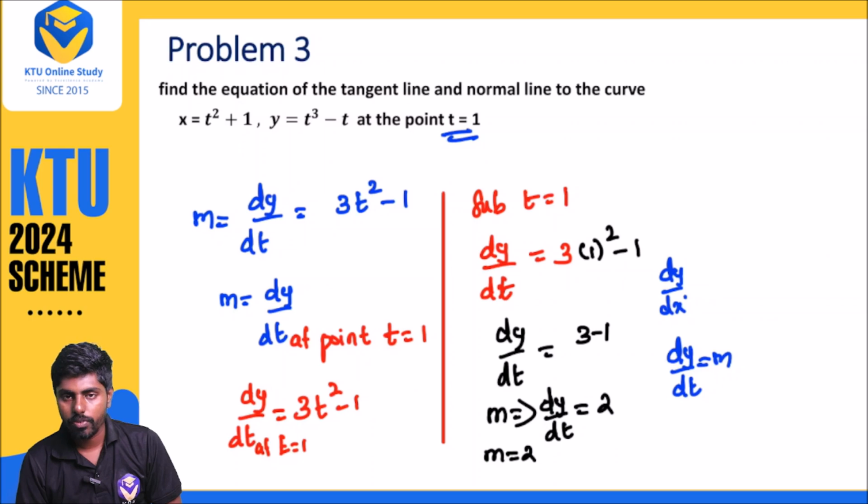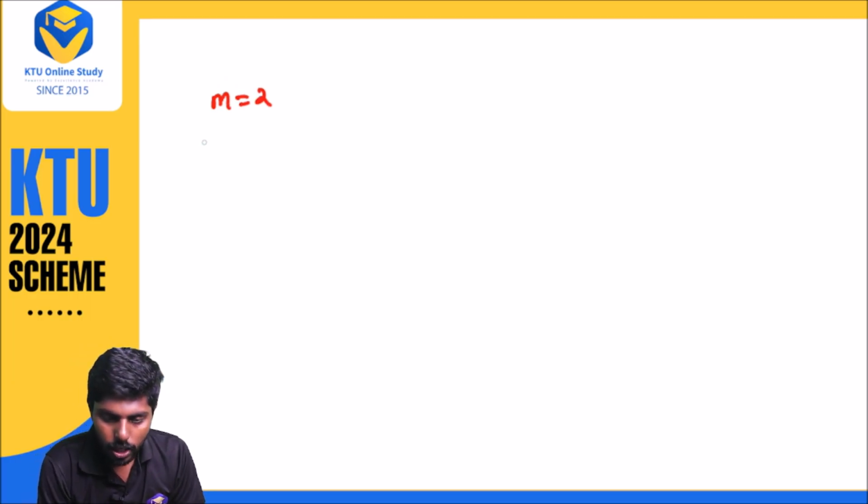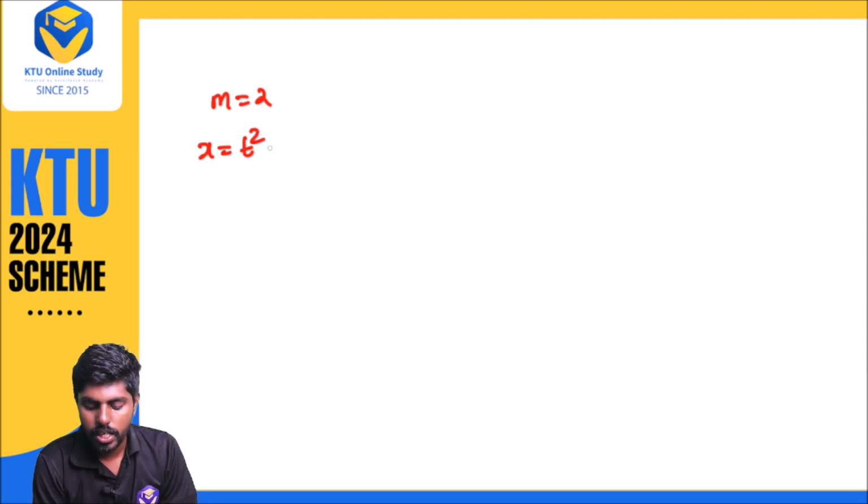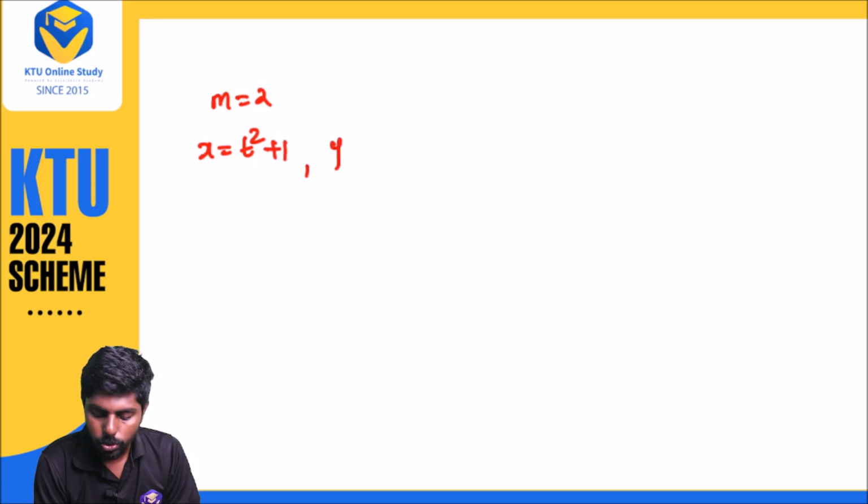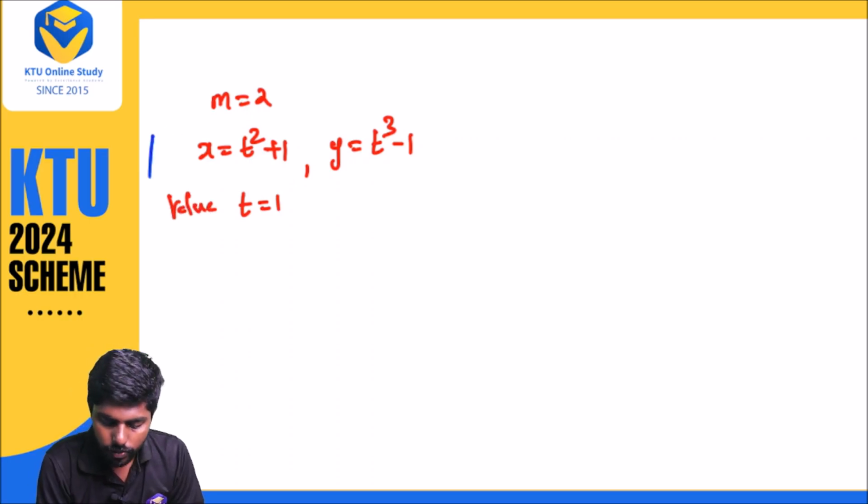So we have identified our slope m equal to 2. What is x? X is equal to t square plus 1. What about y? Y is equal to t cube minus 1. What is the value of t? T is equal to 1. These are the given data.